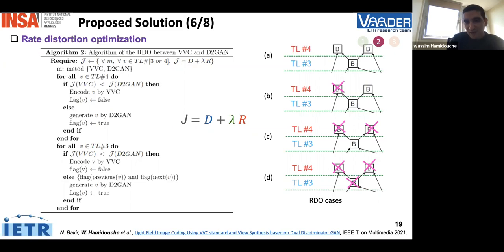So now I presented the first two components. The first one is the block synthesis, and the second one is the rate distortion optimization algorithm, which is also given here on the left, that enables to decide for each view, no reference views, if we should encode it with VVC or we should synthesize it at the decoder side.